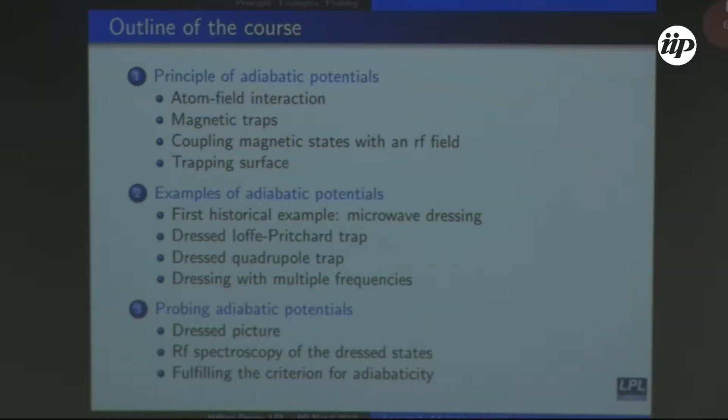Okay, so the general overview of my presentation is as follows. I will first introduce you with the principle of adiabatic potentials, then give you a few examples, and then the probe tools we have to characterize the potentials.